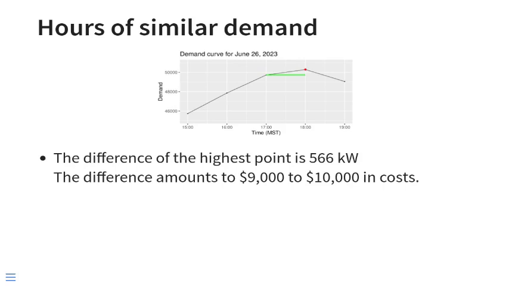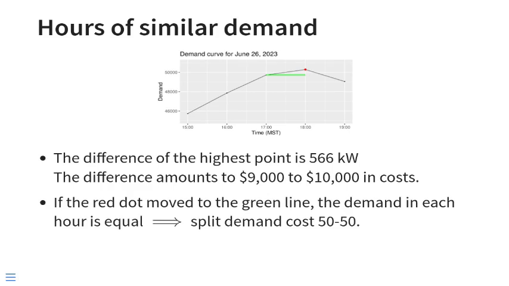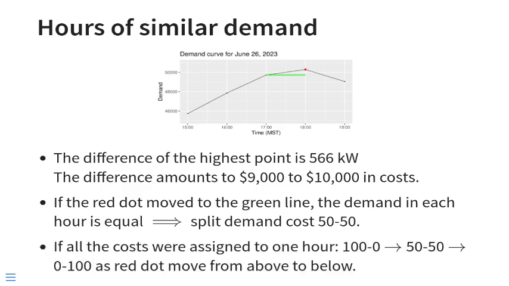So it is substantial. Now, what happens if we take that red dot and through some load shaping, maybe turning on batteries or something, we move that down to the green line so that the highest points are actually two, they're tied? In that case, I think it'd be very reasonable to split the demand cost 50-50 across both of those points. Let's do the following thought experiment.